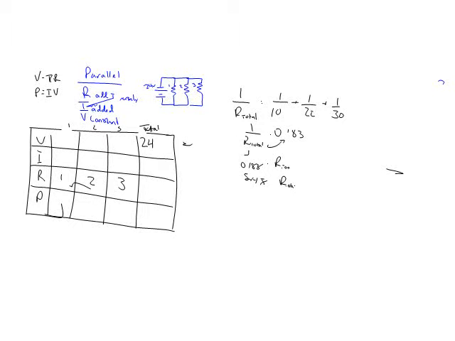Okay, so now we need to add up our resistances. So 1 over R total is going to be 1 over R1 plus 1 over R2 plus 1 over R3. Now, if we had more resistors, then it would be plus 1 over R4, 1 over R5, and so on. So let's plug these numbers in. 1 over R total is going to be 1 over 1 plus 1 over 2 plus 1 over 3.